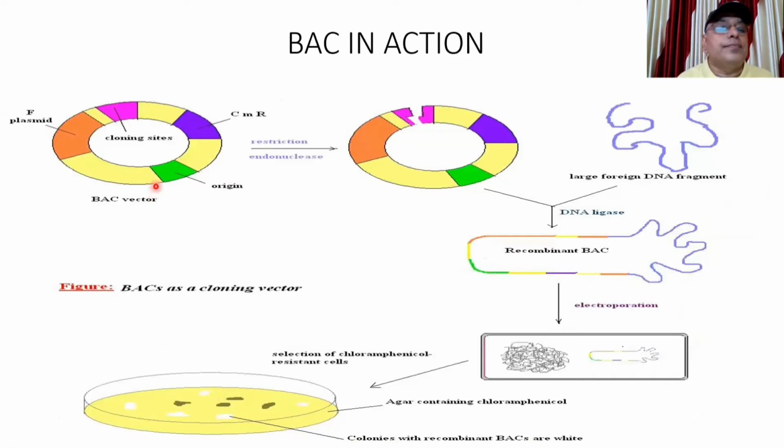Back in action, here you have this F plasmid. Since it is based on the F plasmid, this is a bacterial artificial chromosome. Here we have got cloning sites. So the restriction endonuclease causes a staggered break. That is, there are overhangs. Here is the overhang on this side, and here is the overhang on this side, and these are the sticky ends.